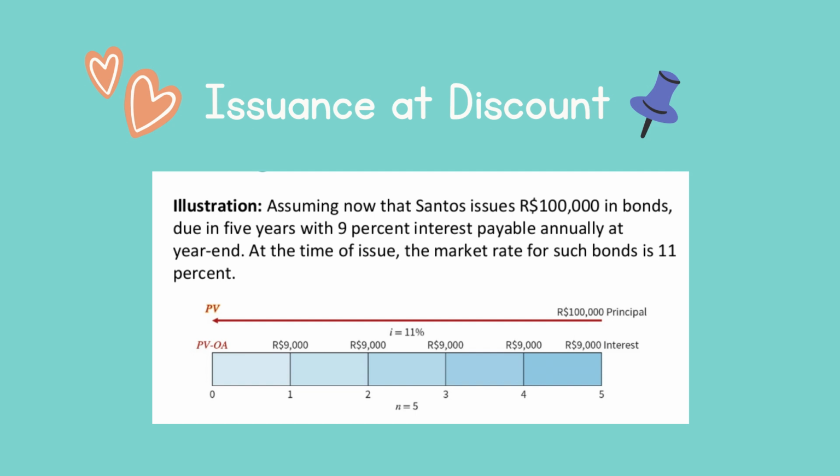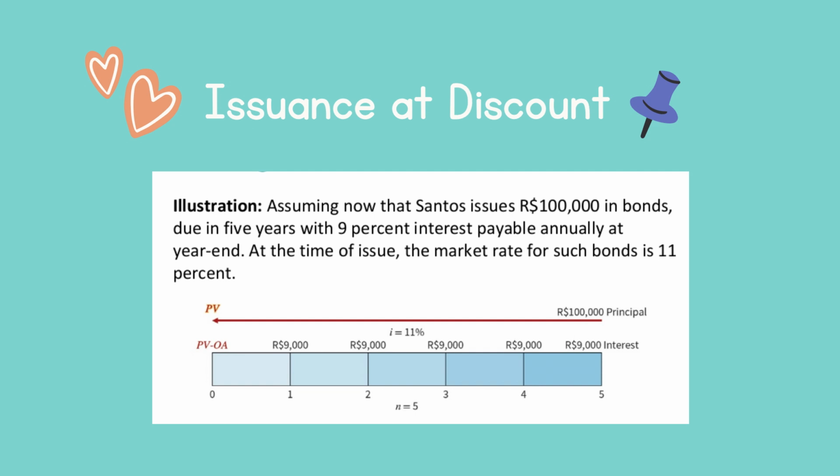Assuming now that Santos issues 100,000 in bonds. Again, the 100,000 is the face value, due in 5 years, so this is N, it's 5, with 9% interest payable annually at year end. So again, the 9% given is the stated rate. The issuer will decide the stated rate, which is the 9%.